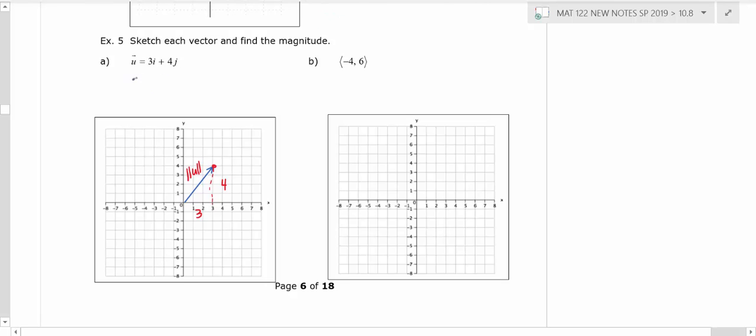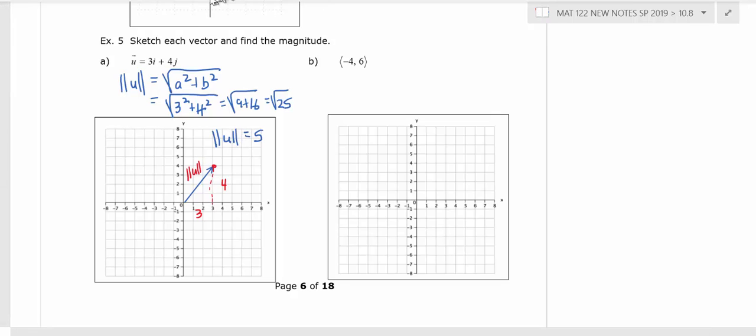Again, you can just do the Pythagorean theorem. You really just end up doing the formula a squared plus b squared, which comes from the Pythagorean theorem. So you're going to do the square root of 3 squared plus 4 squared. That's the square root of 9 plus 16, so that's the square root of 25. Therefore, we end up with the magnitude of u being equal to 5. And you're familiar with that already. That's the 3, 4, 5 right triangle. So that would be the magnitude.